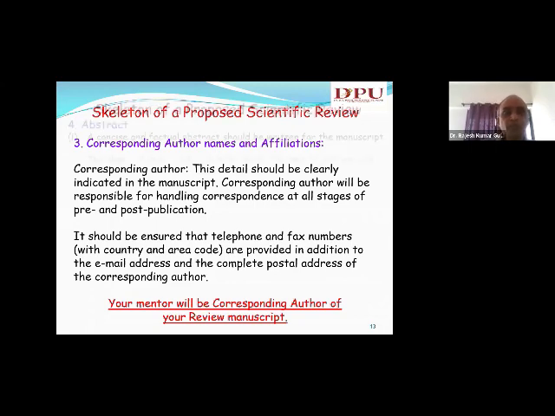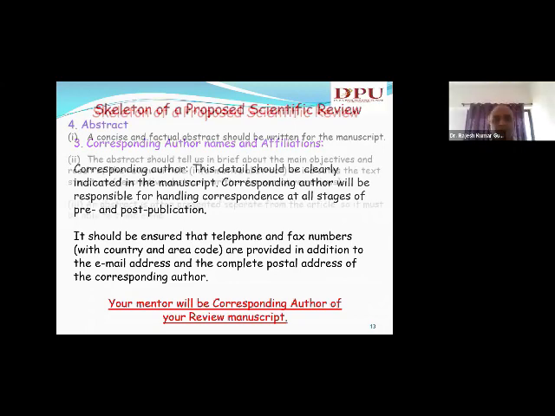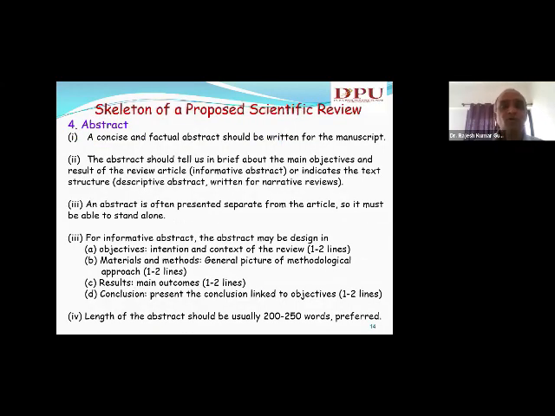Now, abstract. This is very important, and we have to give a very concise and factual abstract for the manuscript. The abstract should tell us in brief about the main objectives and results of the review article. In the case of an informative abstract, I'll indicate the structure of an abstract written for narrative reviews. An abstract is often presented separate from the article, so it must be able to stand alone. For an informative abstract, it may be designed as objectives, material and methods, results, and conclusion.